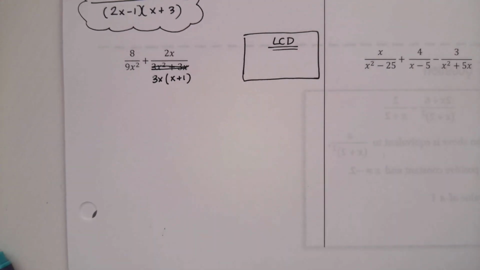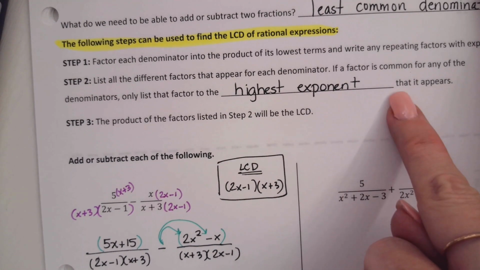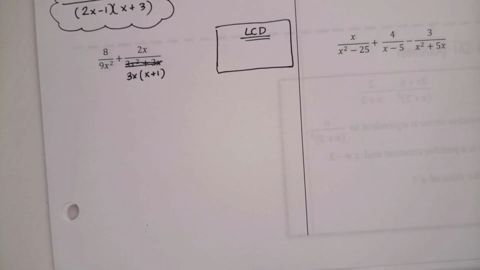Okay, so my LCD is definitely going to have numbers, it's going to have some variables, and it's going to have a parenthesis. Because in my LCD, I need to write every factor that appears in a denominator. If it appears on both denominators, you only have to write it once with the highest exponent that it appears with. Okay. Let's start with the number.